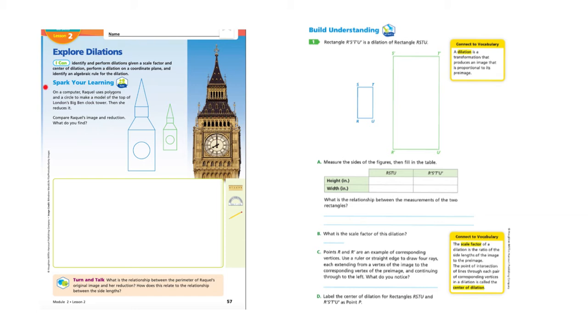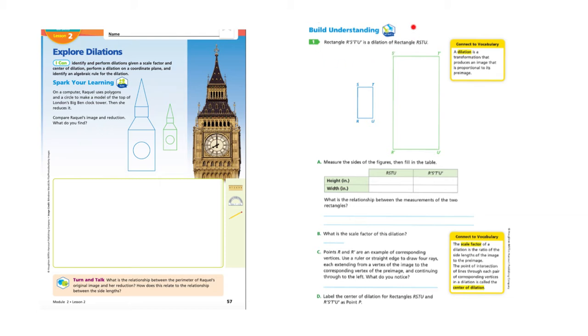So let's look at the Spark Your Learning. I think you should always try this because it's just an intro and it gets your brain thinking that way. It says, on a computer, Raquel uses polygons and a circle to make a model of the top of London's Big Ben clock tower. Then she reduces it. So here's her pre-image, and then she reduces it to make this image. Compare Raquel's image and reduction. So compare this to what she ended up with. So you're just looking at what's the difference, what do you notice? So pause the video, compare those two, and then we'll go on to the build understanding.